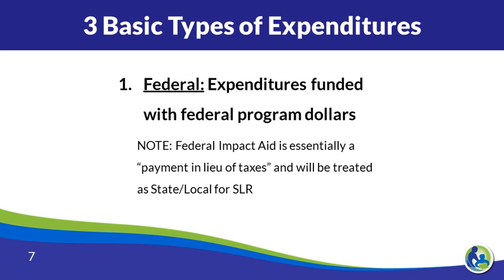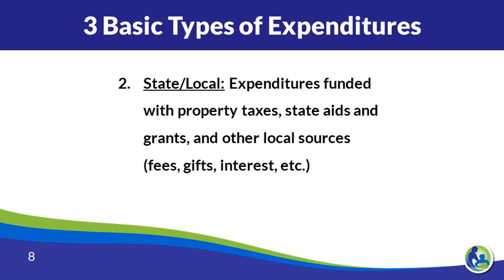As a note, for districts who receive federal impact aid, we will not be considering that federal funding tied to expenditures. Those payments are essentially a payment in lieu of property taxes and will be treated as state and local for school-level reporting. The next expenditure type is state-local.